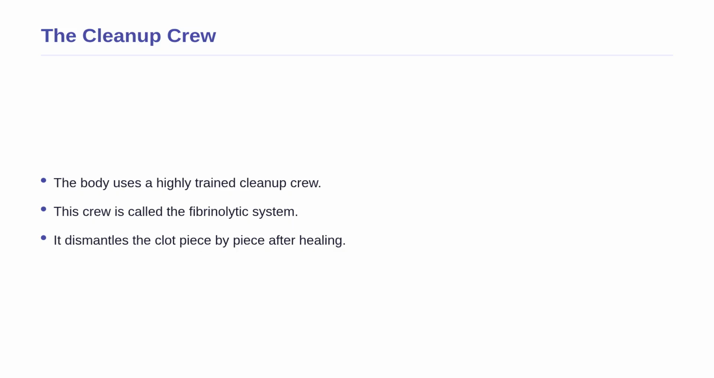Now that we understand the need to clear the road, let us look at how the body actually does this. The body has a special, highly trained cleanup crew whose only job is to dismantle that barricade, piece by piece, once the damage is healed. This cleanup crew is called the fibrinolytic system. It is a complex, highly regulated biochemical pathway. Its primary responsibility is to ensure that your blood vessels do not stay permanently blocked after a cut or an internal injury heals, safely restoring normal blood flow.